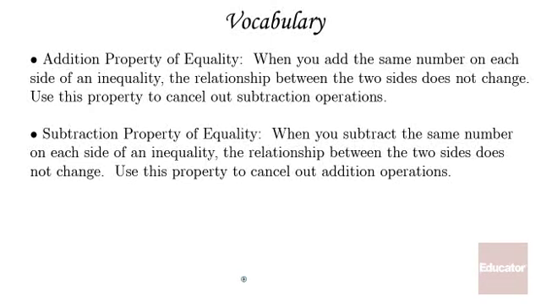The subtraction property of equality tells you that when you subtract the same number on each side of an inequality, the relationship between the two sides does not change. You would use this property to cancel out addition operations.